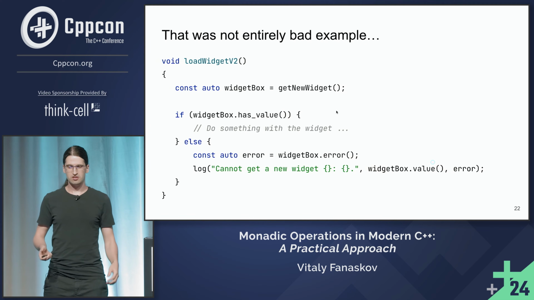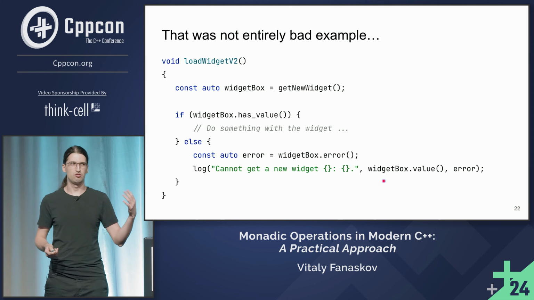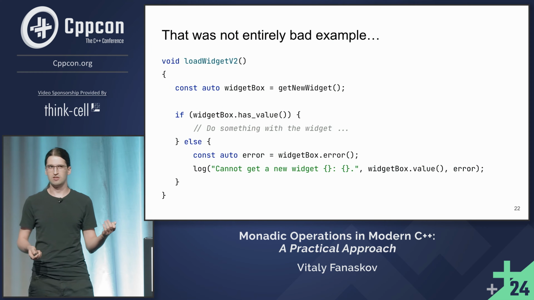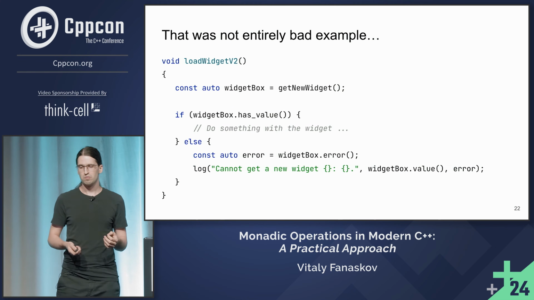This example, like all other examples, is quite reduced, but in real code you can get your widget box, then have some code here, and then all of a sudden you're trying to handle your error, and you think, okay, it would be a good idea to print something from the widget box. And you completely forgot, or you just don't pay too much attention, that there is nothing in the widget box: there is an error, there is no value. What would happen in this case is that an exception will be thrown. It's not something you really want to have.